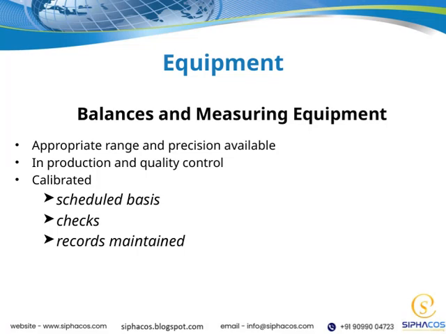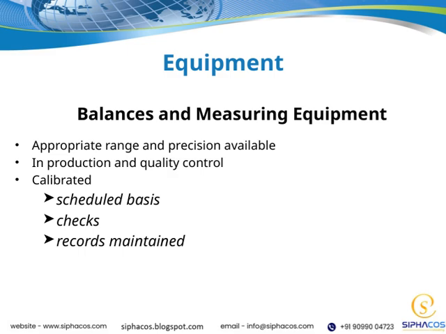Let's talk about balances and measuring equipment. It's essential to ensure that the equipment we use has the appropriate range and precision for our specific needs. This is especially important both in production and quality control, where accuracy can directly impact the quality of our products. Equally important is that this equipment is properly calibrated on a scheduled basis.